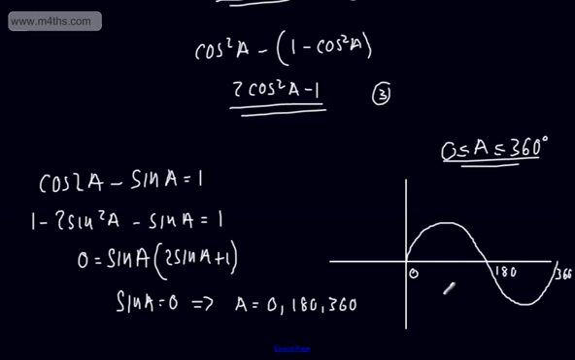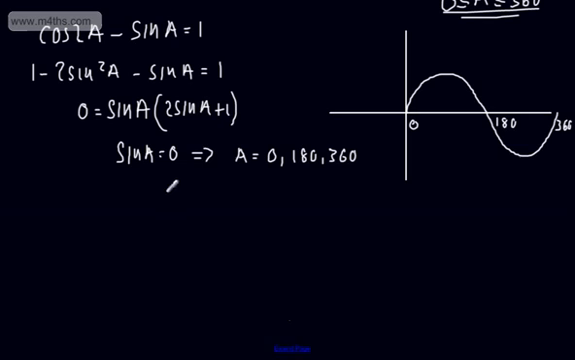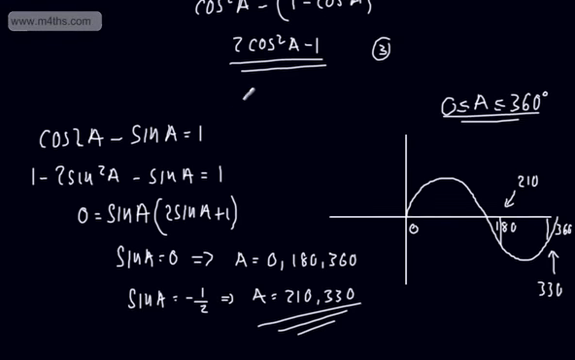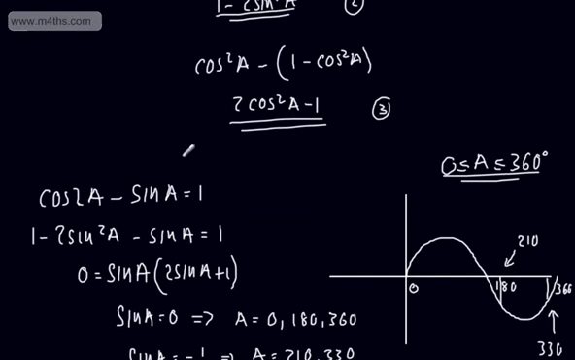If we look now, we've got 2 sine A plus 1 is equal to 0, so we could say that sine A was equal to minus 1/2. Therefore, we're going to have one just here and one just here. This one will be 30 degrees on from 180, which is going to give me 210, and then this one will be 30 back, which will give me 330. So we can say that A would be 210 and then 330, all given in degrees. So that shows how we could use different variations of cos 2A to solve equations.